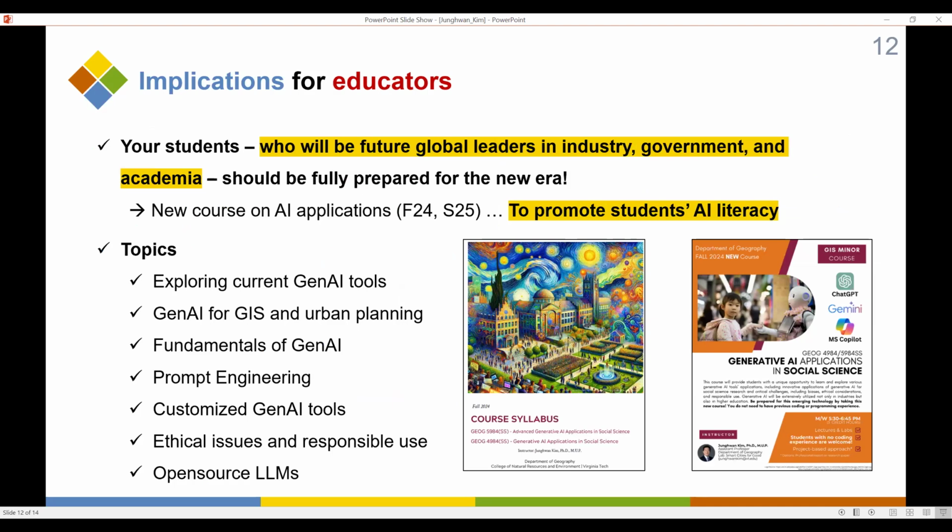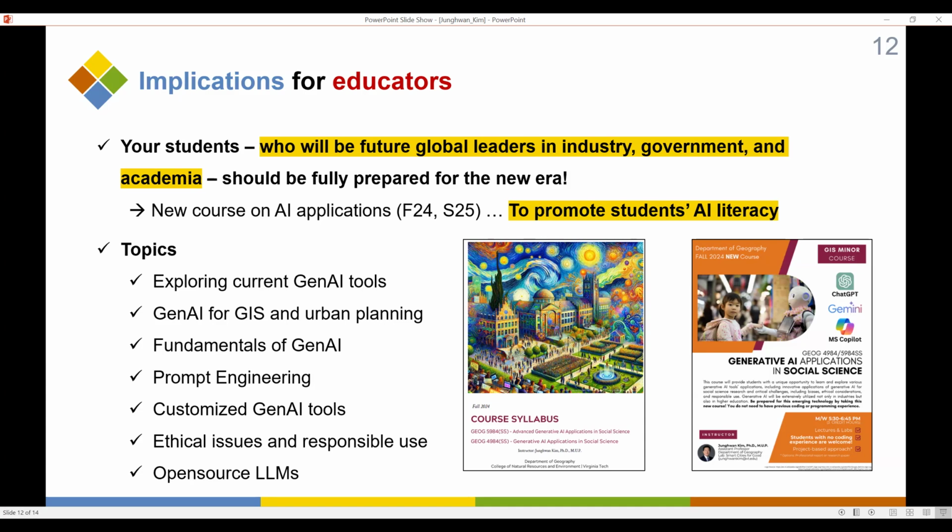So with that in mind, at Virginia Tech, I developed a new course about generative AI applications in social science, aiming to enhance students' AI literacy. This class covers several topics, such as fundamentals, prompt engineering, and customized generative AI tools. For example, last semester, one student created a chatbot that cartographically evaluates a map, and other groups created a chatbot that can assess trees' health when users provide photos of trees. These students did not have strong computer science backgrounds, but they could achieve this as current generative AI tools lower the barriers of using and applying AI tools for various cases.